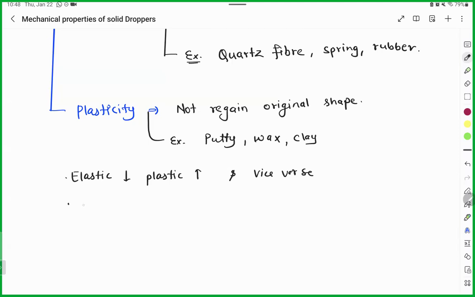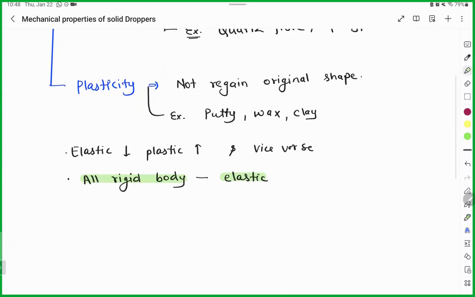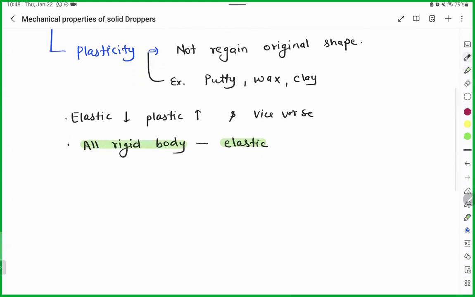And Chandana, do you consider all rigid bodies are elastic? No, sir. Yes, most of the rigid bodies are elastic. They regain their original position easily. Rigid body I'm talking about, not soft body like clay, wax, putty, and all. Why? Because a rigid body will try to remain in the same position whatever you do. Got it, Chandana?